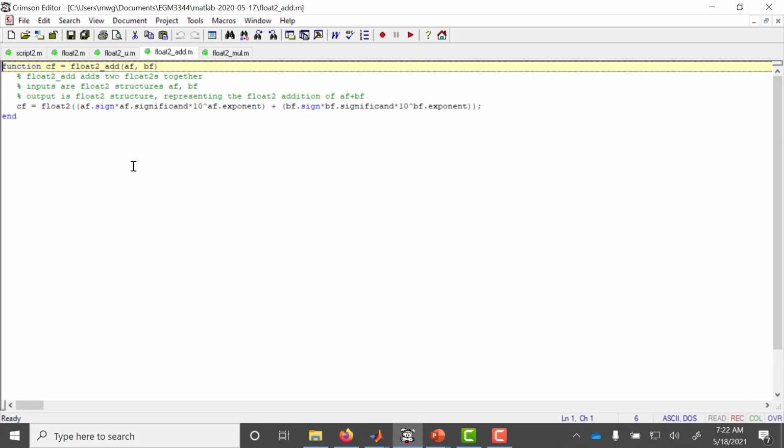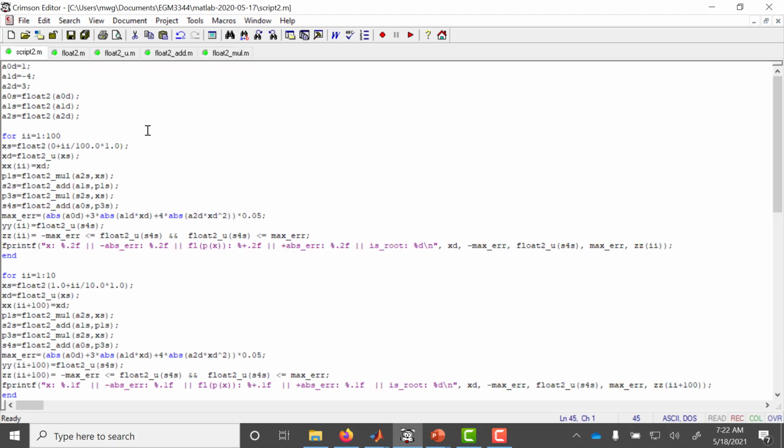And then I've got an add that takes two structures, 2 floating point values, AF and BF, and unravels them, adds them, and then floats it back and returns a structure. The multiply does a similar thing. It unravels 2 given structures, multiplies them together as reals, and then floats it back. Now I go and take a look at script 2.